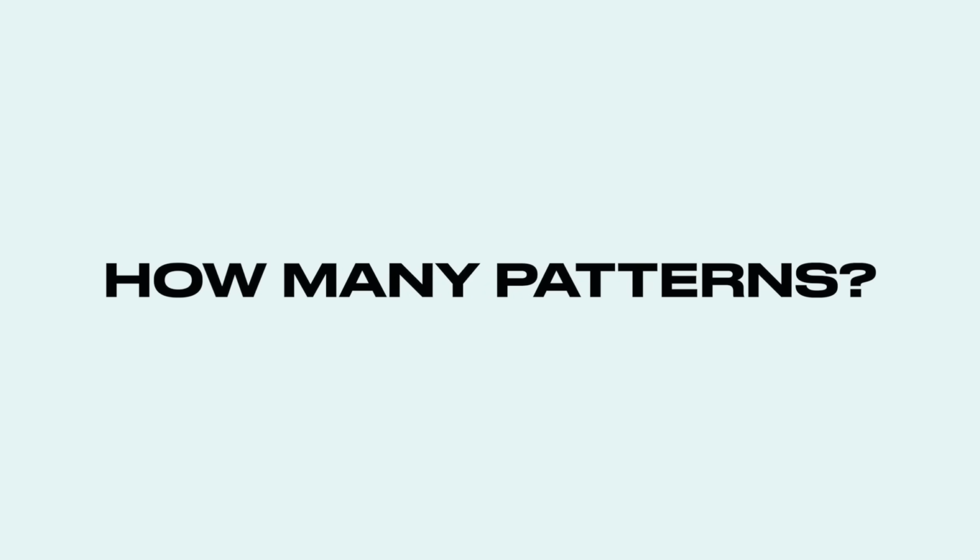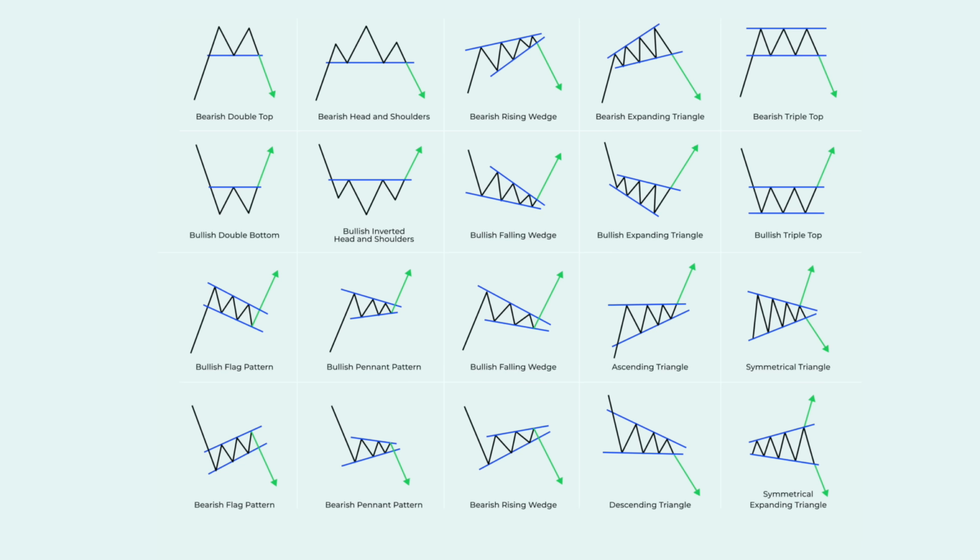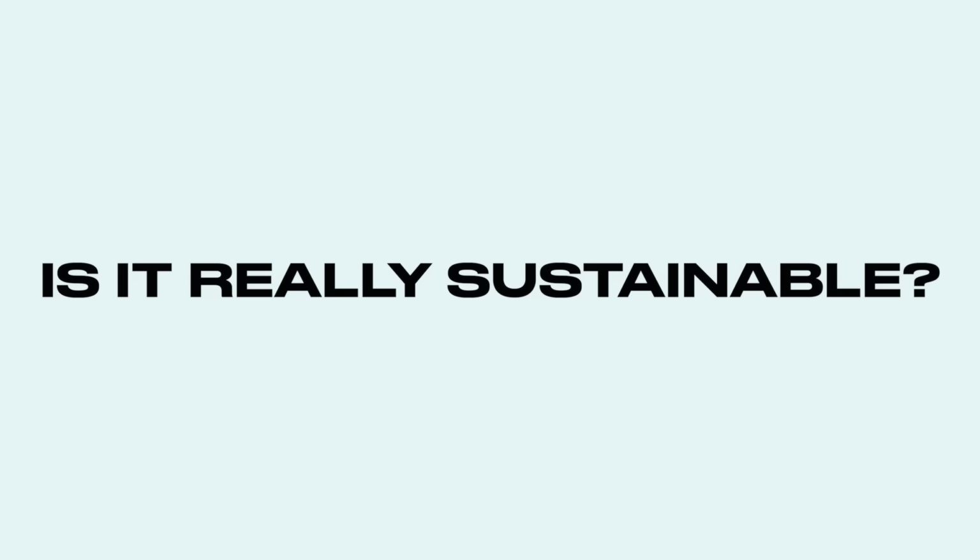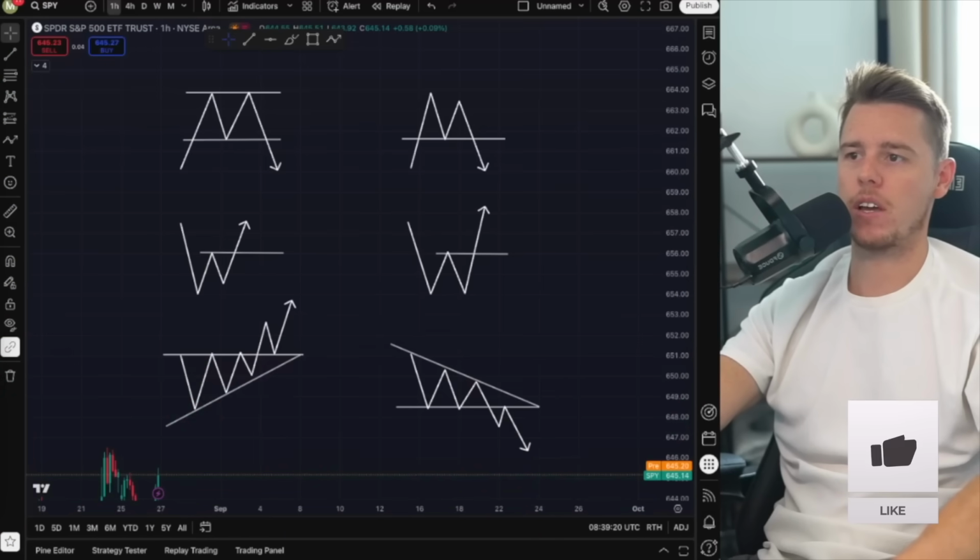professional trader. So to be honest, there are probably over 200 different chart patterns, and you can always find many more on the charts. So the question is, is it really sustainable, and what do we do here? Will we go long or will we go short? This is definitely what we're talking about in this video.